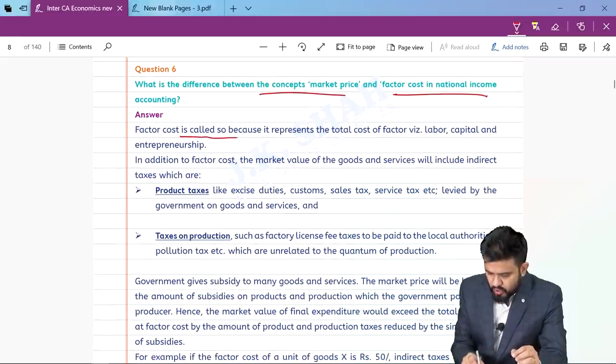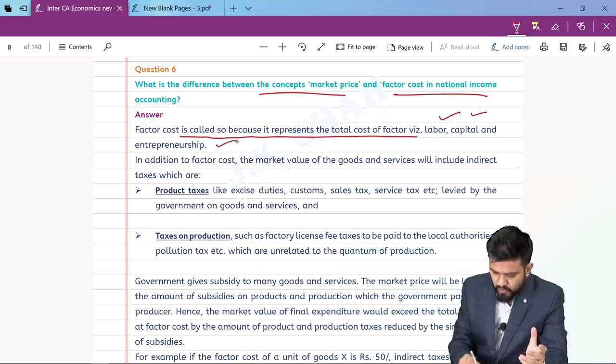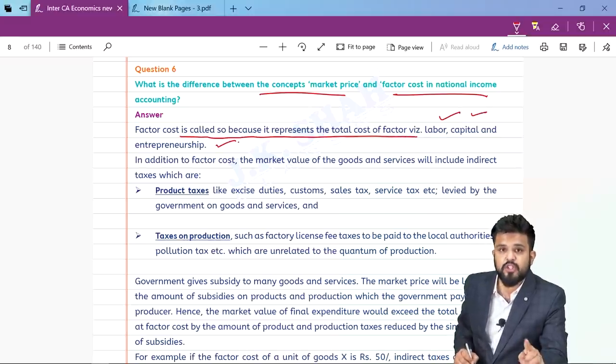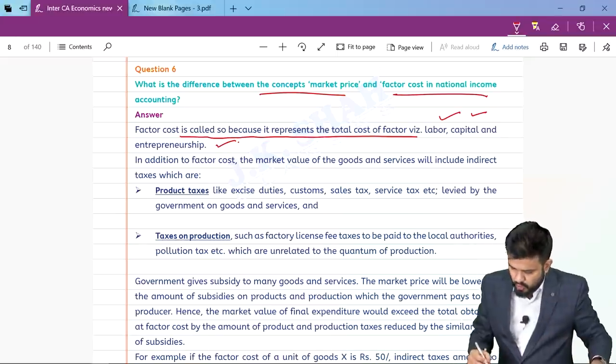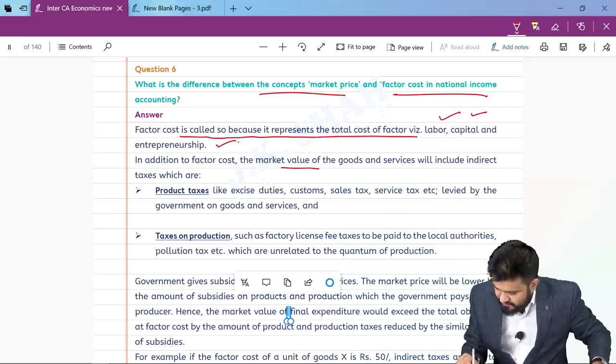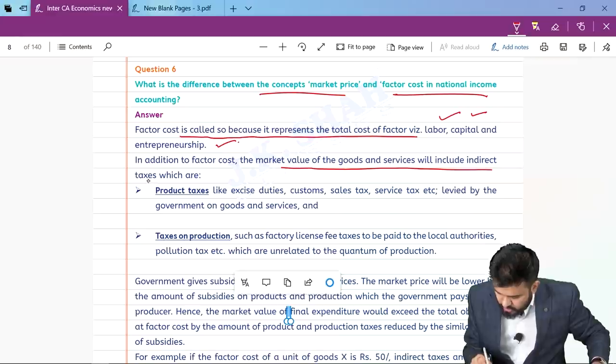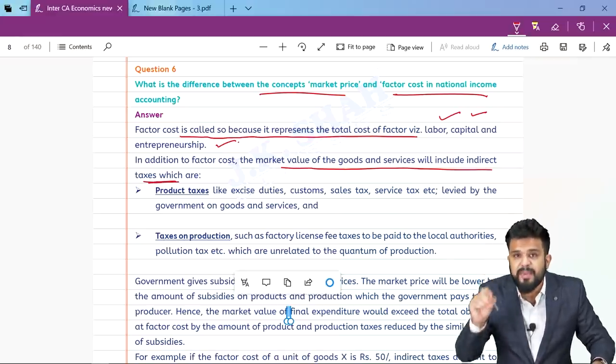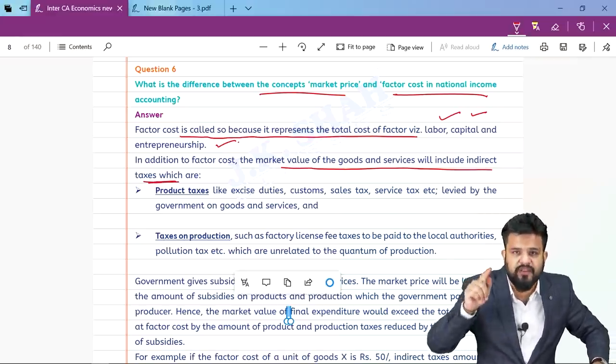Factor cost is called because it represents total cost of all factors, that is labor, capital, entrepreneurship. But in factor cost, indirect taxes have no place. Subsidies are added. So in addition to factor cost, market value of goods and services will include indirect tax. In MP, indirect taxes are included, not in FC.